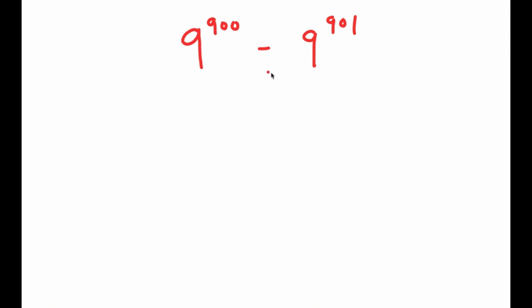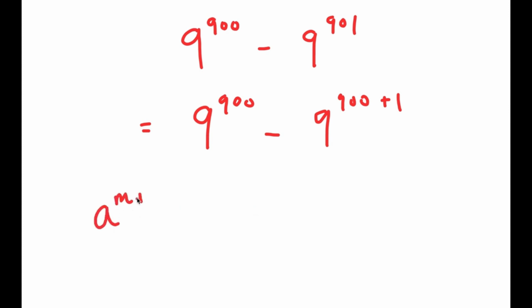Well, 9 to the power of 900 is actually a factor of 9 to the power of 901. So all we have to do is rewrite 9 to the power of 901 as something times 9 to the power of 900. Well, we can use properties of exponents to do this. So I'm actually going to rewrite 9 to the power of 901 as 9 to the power of 900 plus 1. And now I can use the exponential property a to the power of m plus n is equal to a to the power of m times a to the power of n.